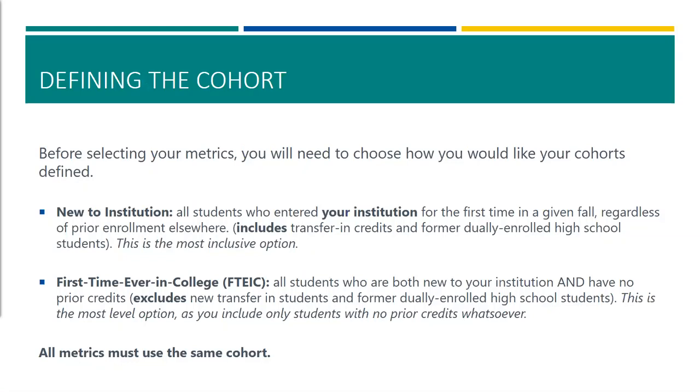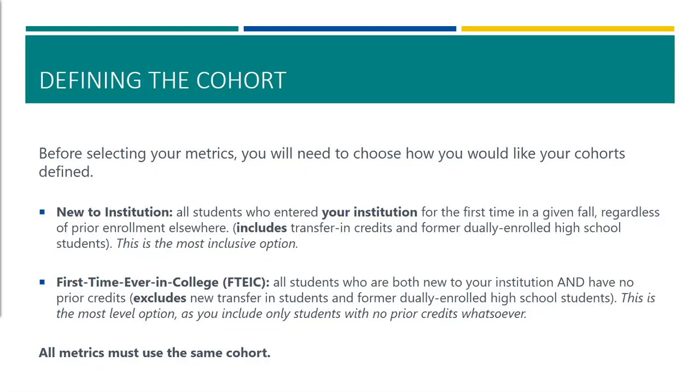First time ever in college reflects only students who are new to college at all. So it's all students who are both new to your institution and have no prior credits. It excludes transfer-in students and those students who come in with dual enrollment credit. We consider this the most level playing field option, because if you're looking, say, at what percentage of your students completed gateway courses within a year, you were looking strictly at students who all started with 0 credits. Whereas with the other option, you might have students coming in with 20, 30 credits, but they're new to you, so it's not necessarily looking at apples to apples.